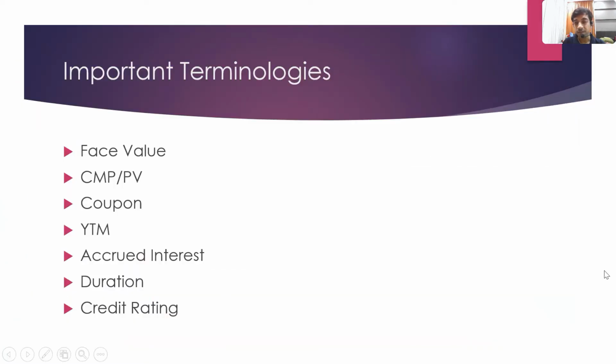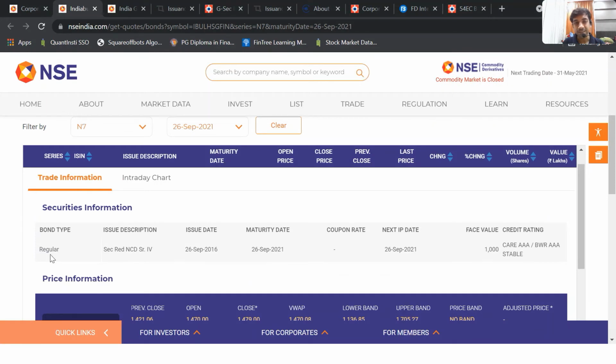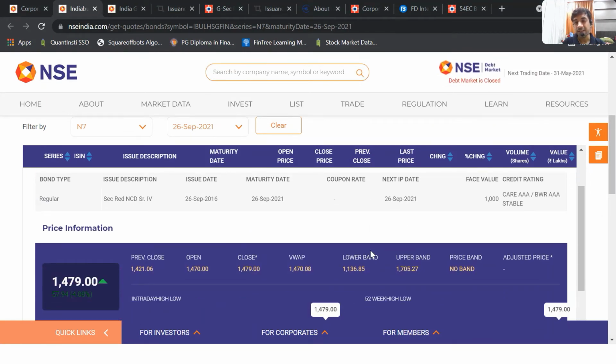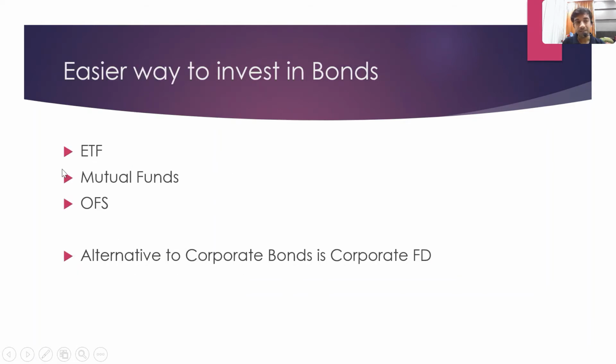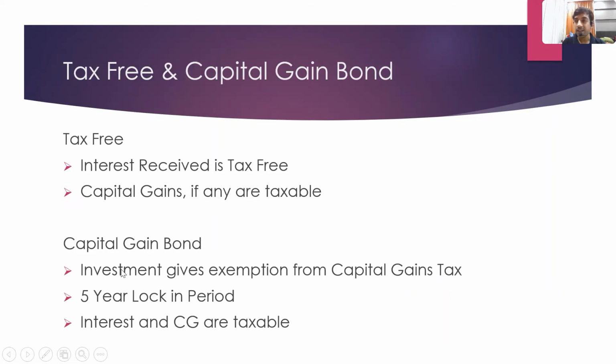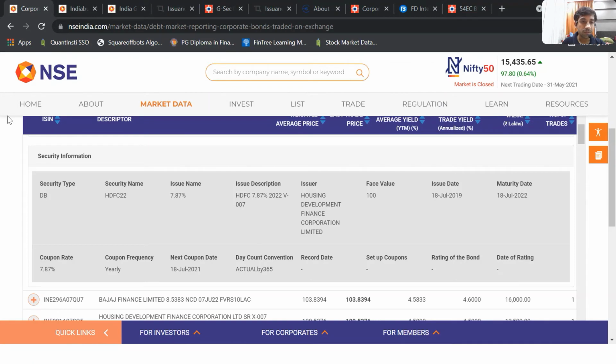So I hope you're clear with all these terminologies. It's a little difficult to grasp all these at the same time, but everything is written on the NSE website. You can also go on the Edelweiss website. They also have every bond quite clearly defined there. Okay. So there are these tax-free bonds that are available for sale. We can see over here.